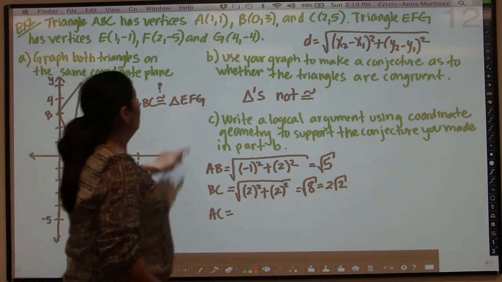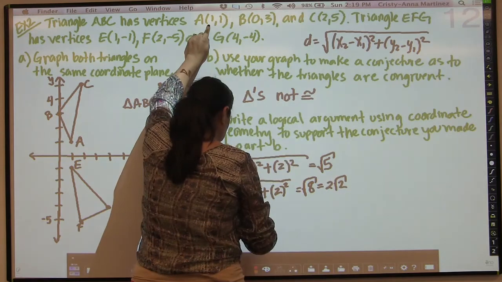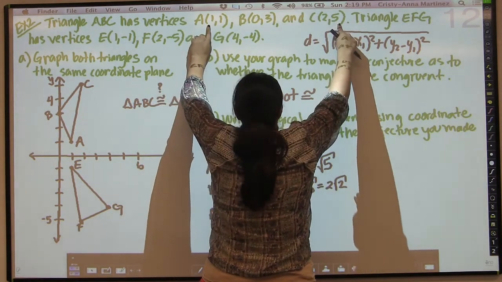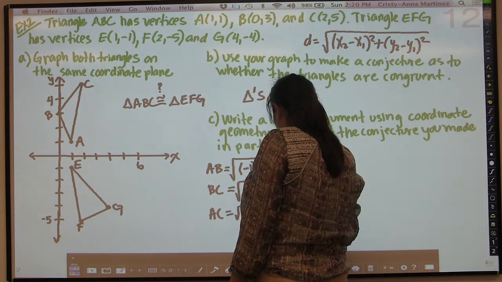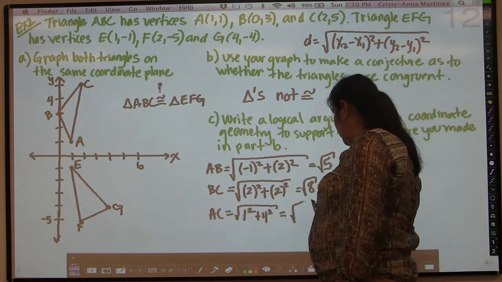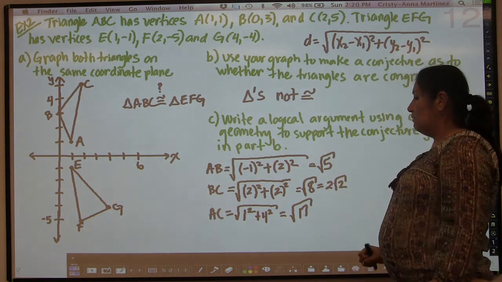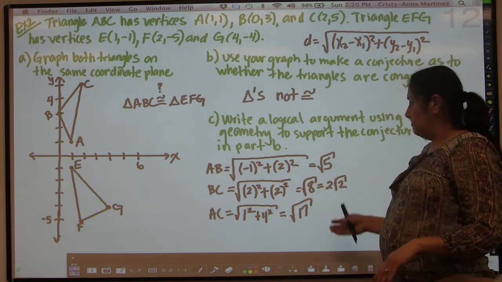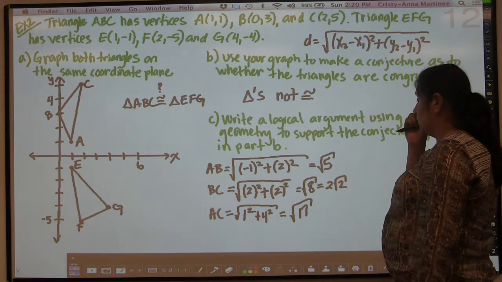And then AC, so now we're going to go from A to C. The difference in the x values is 2 minus 1, which is 1 squared. And the difference in the y values is 5 minus 1, which is 4. 1 squared is 1, 4 squared is 16, so you get 17. So this triangle is scalene, none of the sides are the same. And now what we're going to try to find out is if the second triangle has any of these same lengths, and then it would be congruent.